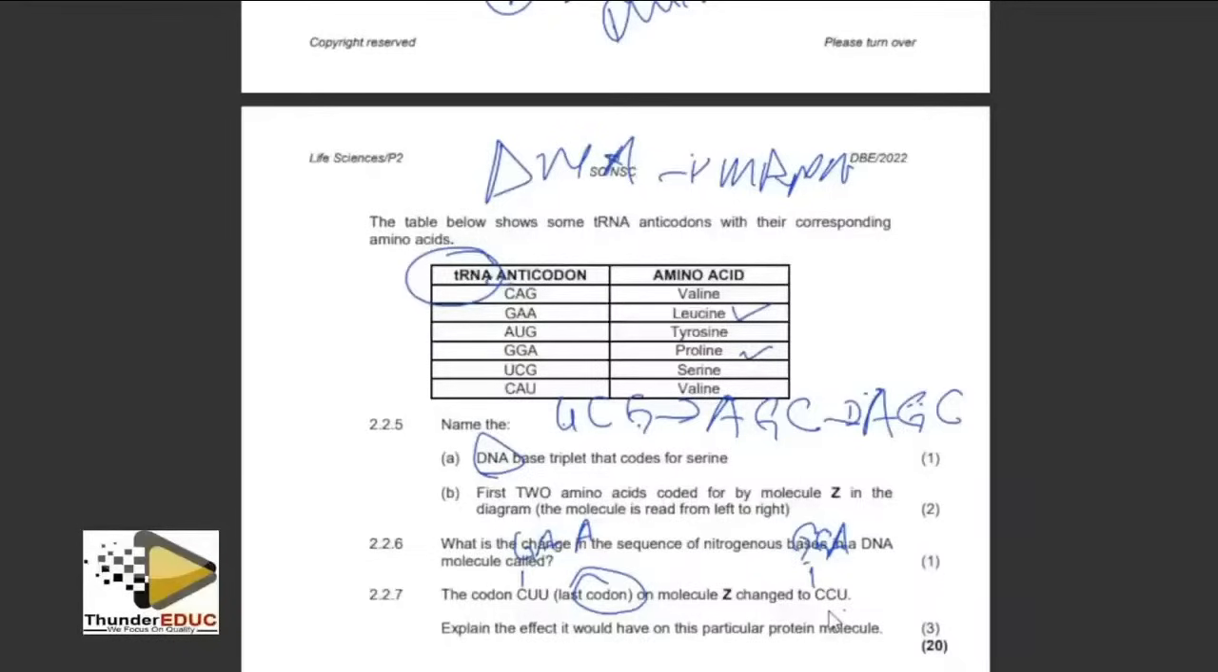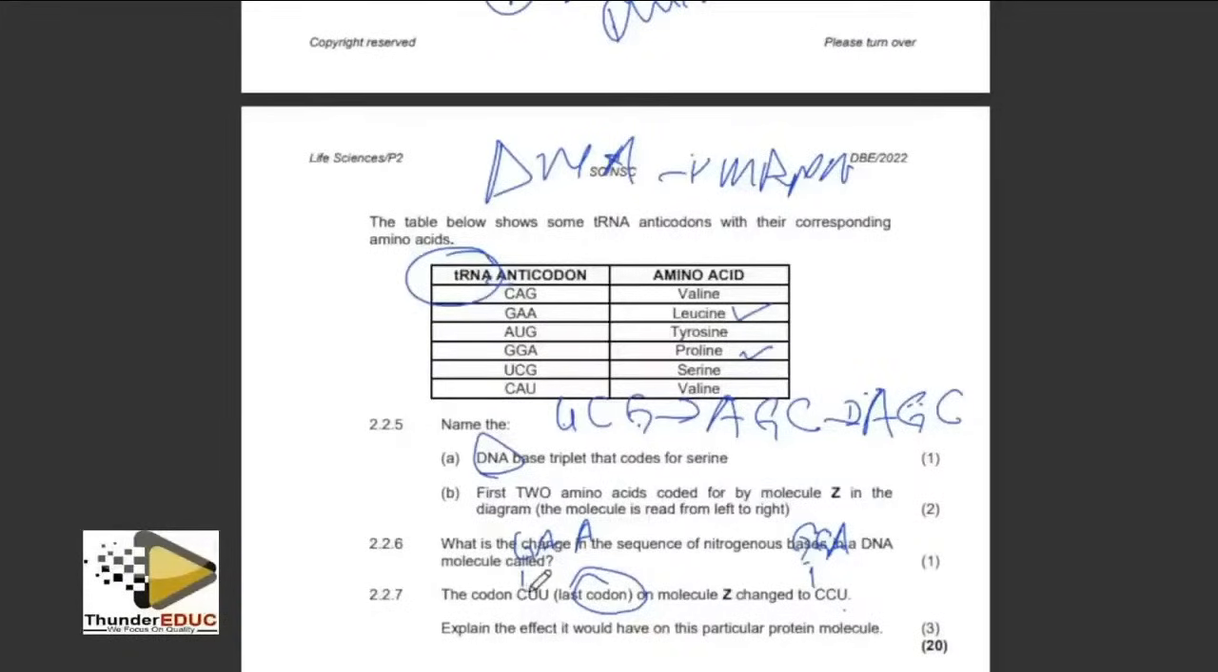Those are 2 marks: leucine a mark, proline a mark. Then you tell us that because a different amino acid is coded for, it will result in a different protein. But if it was coding for the same amino acid, then the protein would have remained the same.